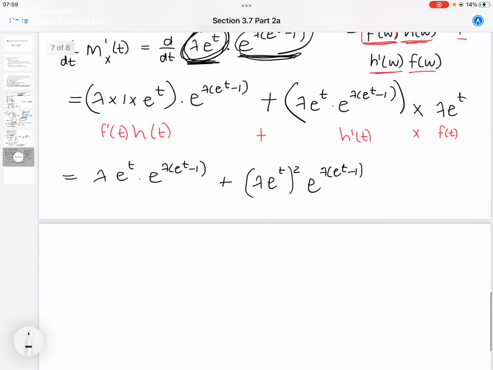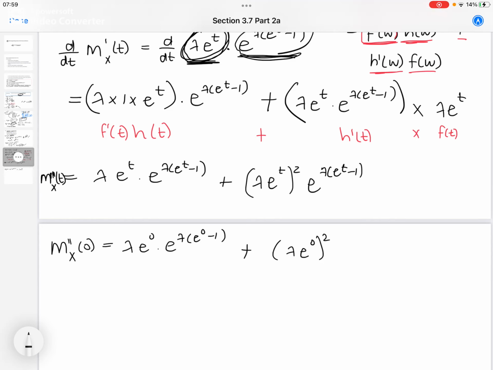Okay, so this is then our second derivative, derived with respect to t. Now if we substitute t equal to 0 here, we have lambda times e to the power 0 times e to the power lambda (e to the power 0 minus 1), plus lambda times e to the power 0 squared times e to the power lambda (e to the power 0 minus 1).